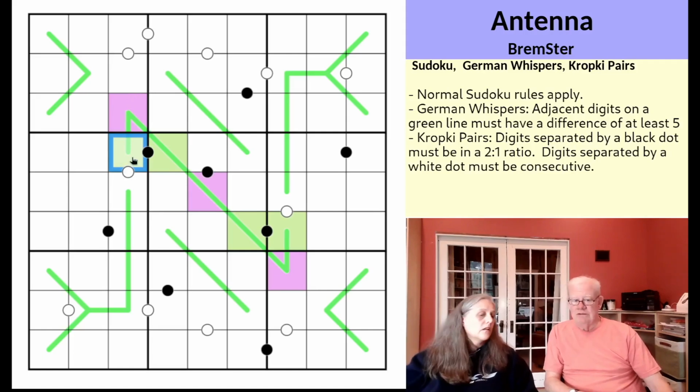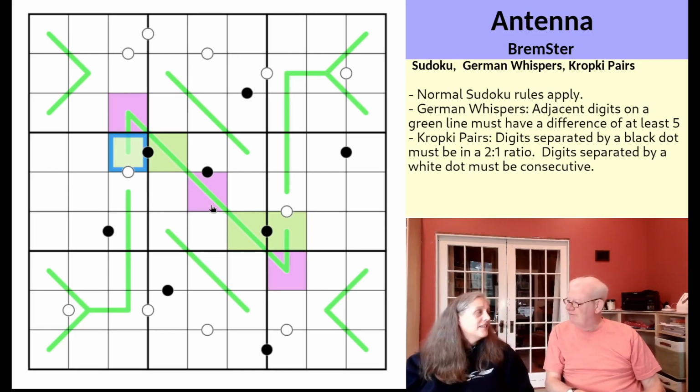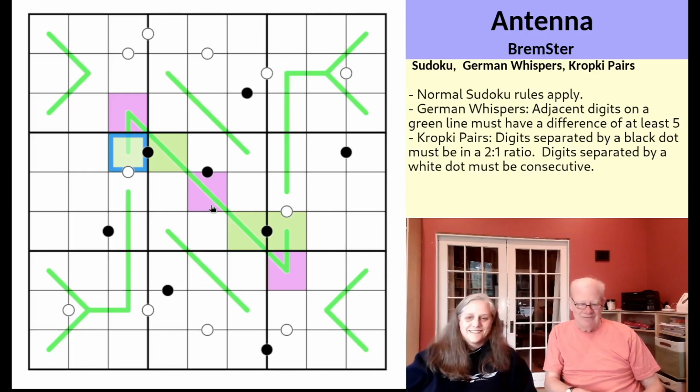If green was high and 7, it could be a 1 or a 2. But in every case, we have to alternate high, low, or low, high along a German whisper line. What about 5s? 5s can never be on a German whisper line because 5 away from 5 is 0 in one direction and 10 in the other. And we've already discussed 10 is not a valid Sudoku digit.